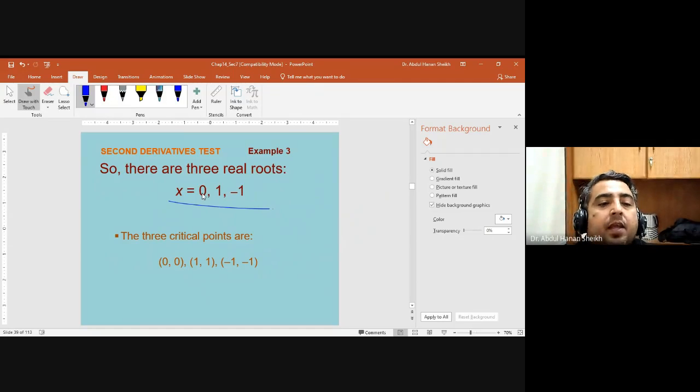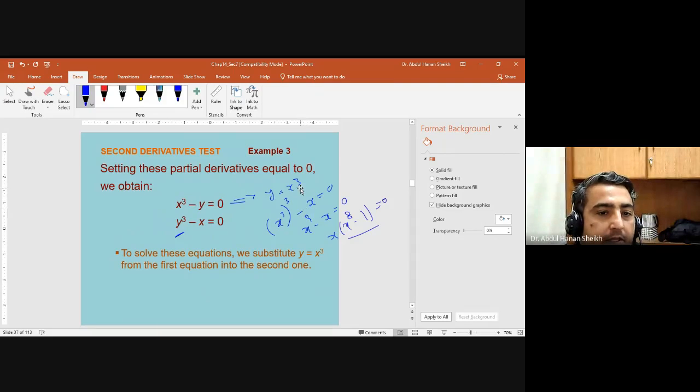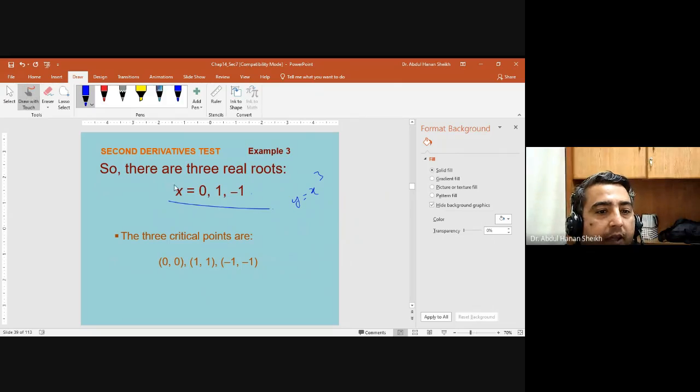Factorizing this, we end up with these factors, and in the end we have these three roots, or values of x. And after getting these values of x, what did we assume in the start? y is equal to x cubed, right? Do you remember? Here, y is equal to x cubed. Now use these values of x to get the values of y. So 0 gives you 0, 1 gives you 1, and minus 1 gives you minus 1. So these are three critical points.